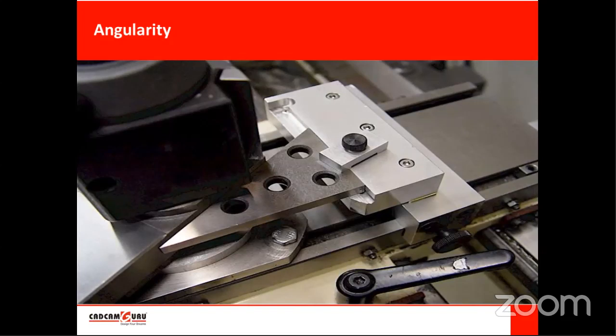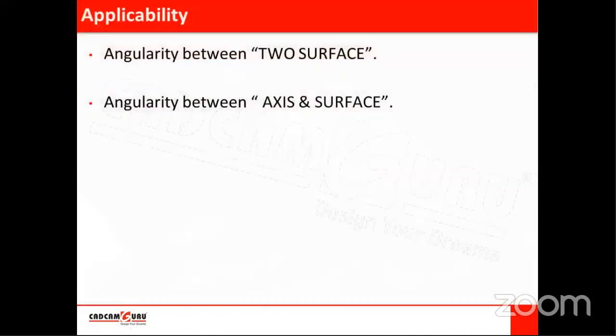So these are the things to remember while going for perpendicularity. Now the today's last characteristic is angularity. Okay. So there are different components where we expect some angular dimension or some angle in different faces or in axis and the surface. Okay. So in such cases we can apply the angularity characteristic for the component. So we will see these two cases: angularity between two surfaces and angularity between axis and the surface.